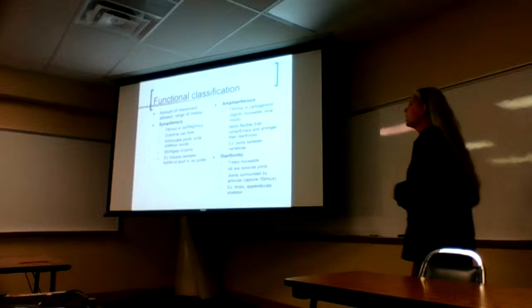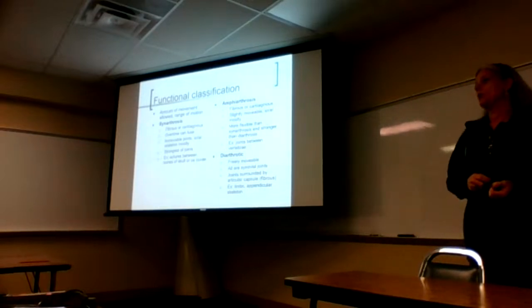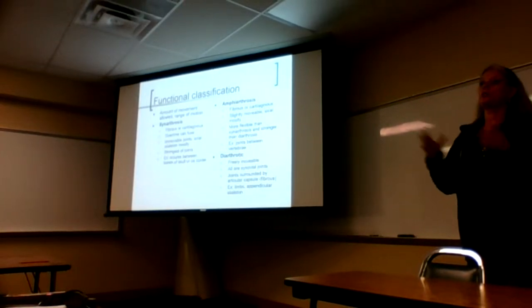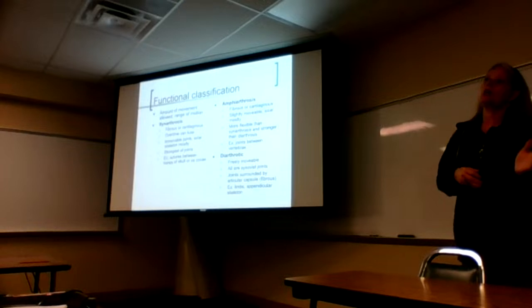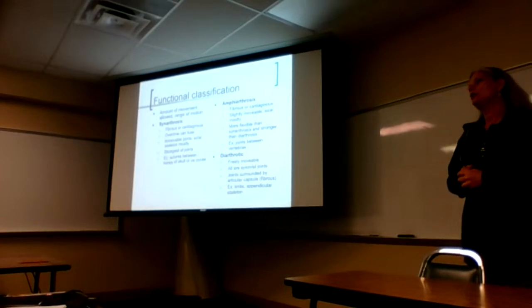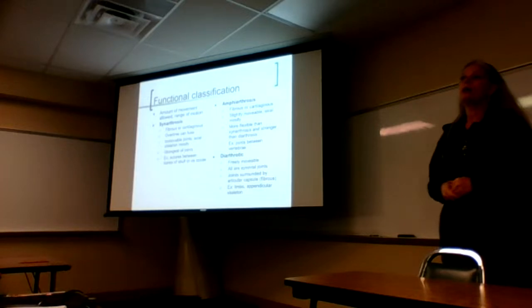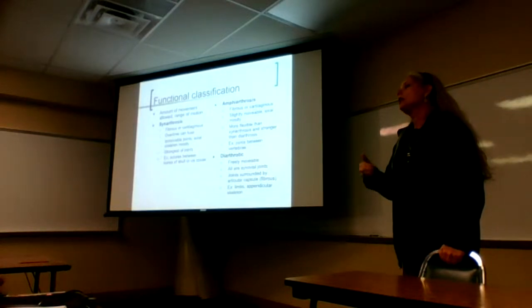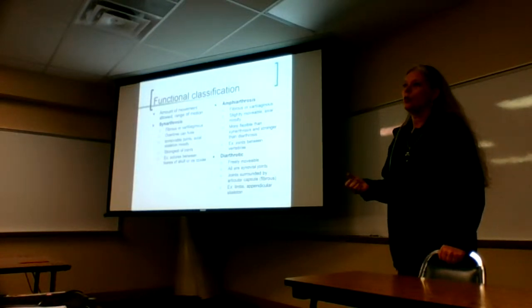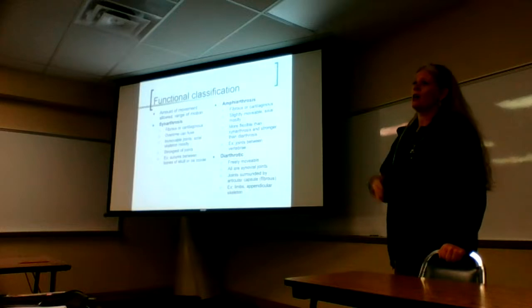And then diarthrotic joints, these guys are freely movable. This is what we typically think of. When someone says, name a joint in your body, they're probably going to say the hip or the knee or the elbow. So these guys freely move around. They're going to have the synovial membrane present. So every single diarthrotic joint is a synovial joint. Every single synovial joint is diarthrotic.